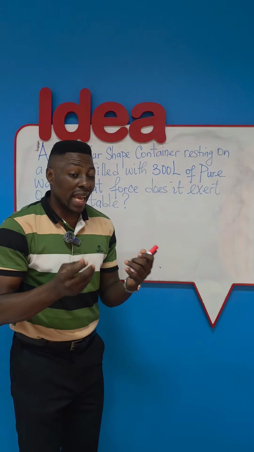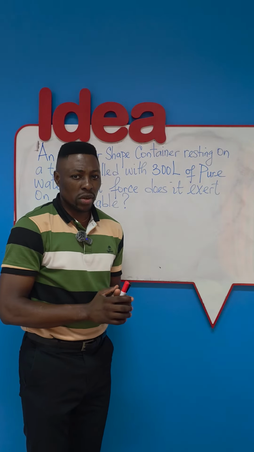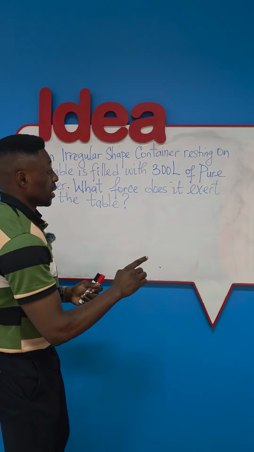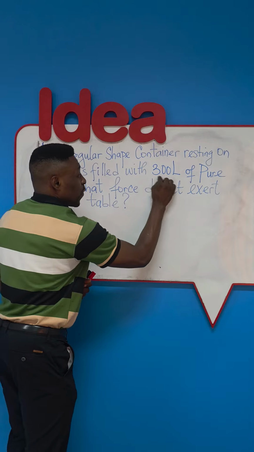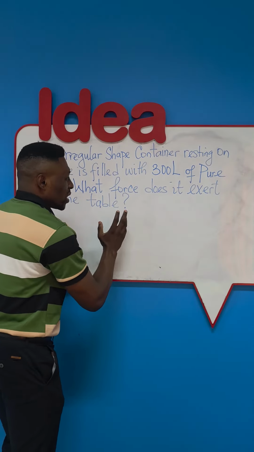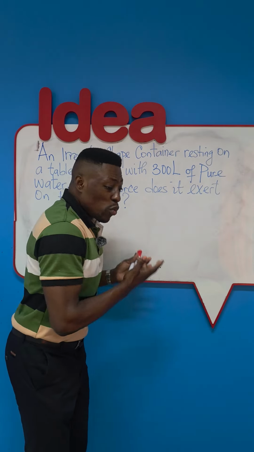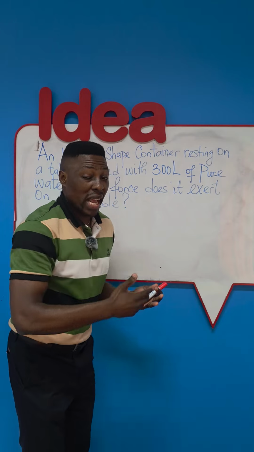What this means is we cannot really calculate the volume of the container using our traditional methods. But we are certain about one thing. That container has been filled with 300 liters of water. So how do we calculate the force which the container exerts on the table? In other words, what weight does the container and its content exert on the table?